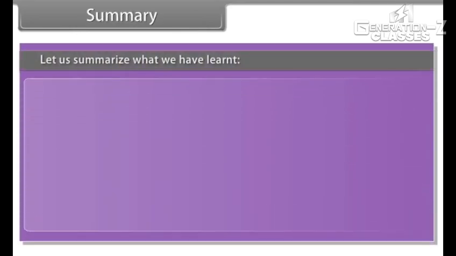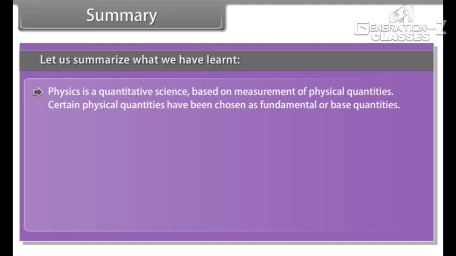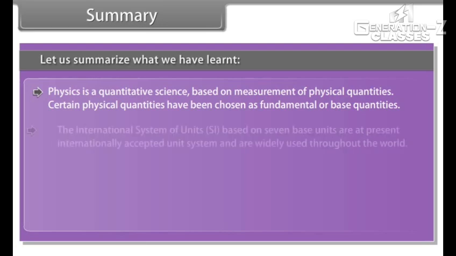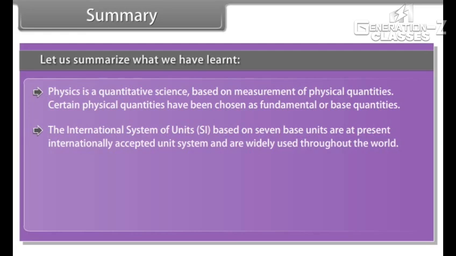Summary. Let us summarize what we have learned. Physics is a quantitative science based on measurement of physical quantities. Certain physical quantities have been chosen as fundamental or base quantities. The International System of Units (SI), based on 7 base units, is at present the internationally accepted unit system and is widely used throughout the world.